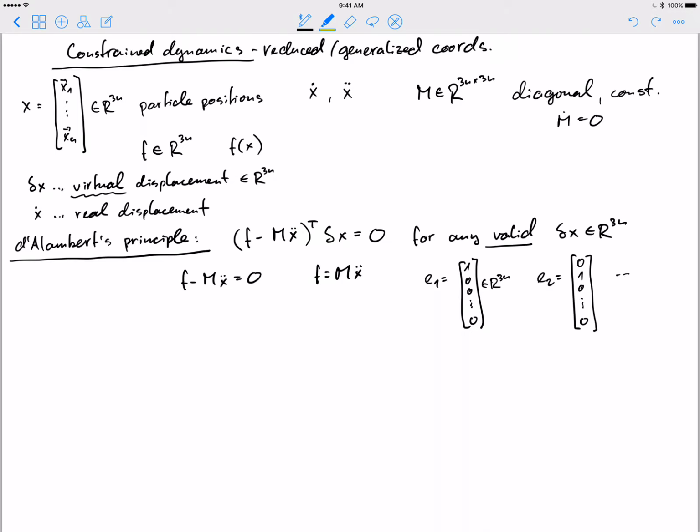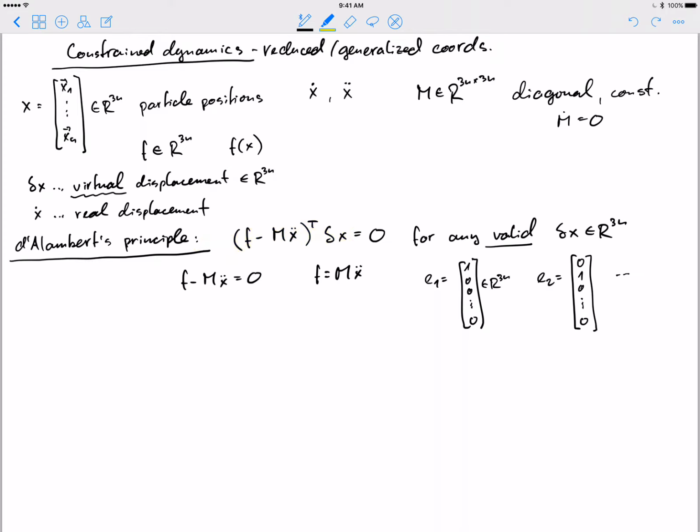If you plug in E1, you isolate the first coordinate. If you plug in E2, you isolate the second coordinate, and so on. So ultimately, you isolate all of the coordinates, and you just get that the f minus mx double dot itself needs to be 0. Okay, this thing is a dot product. Okay, so it's like a sum.